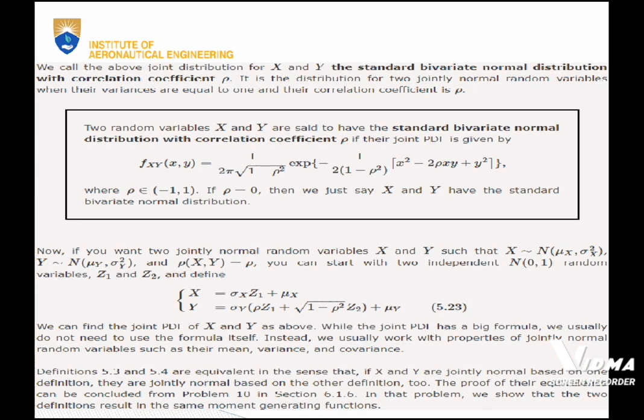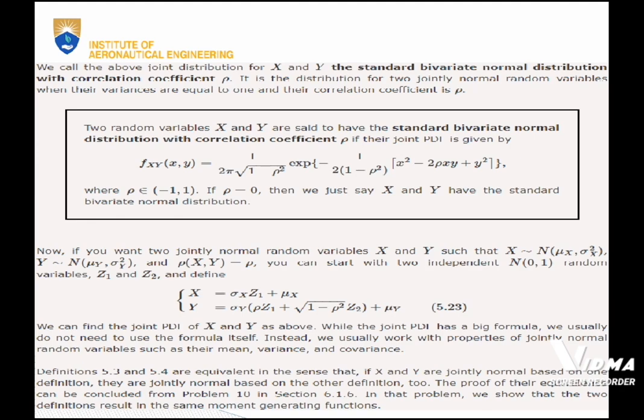Now, if you want jointly normal random variables X and Y such that X is normal with mean mu X and variance sigma square X, Y is normal with mean mu Y and variance sigma square Y, and rho of XY is equal to rho, you can start with two independent N(0,1) random variables Z1 and Z2 and define X equals sigma X Z1 plus mu X, Y equals sigma Y times rho Z1 plus root 1 minus rho square Z2, plus mu Y. We can find the joint PDF of X and Y as above.